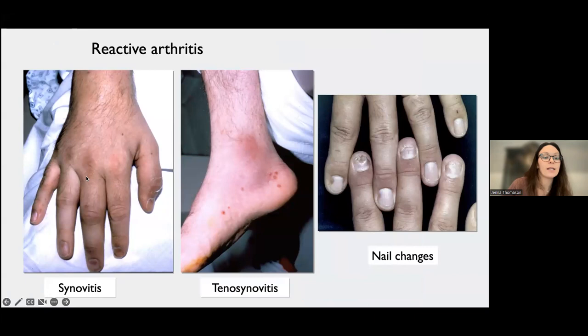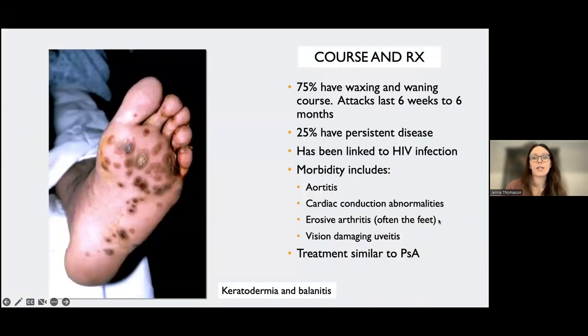So this patient has synovitis, or this kind of dactylitic looking finger here. This is a patient with tenosynovitis, I'm guessing of the posterior tibial tendon, and a patient with nail changes. So what happens to these patients? This is sort of your immune system freaking out in the setting of an infection. The infection's not causing the disease. It just stimulated your immune system in a way that it attacked you and caused these symptoms.